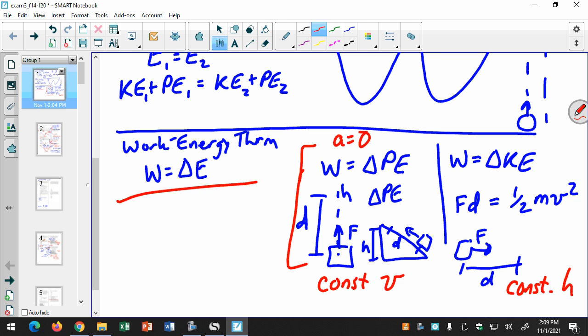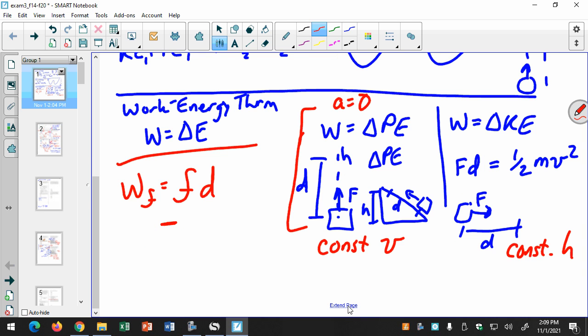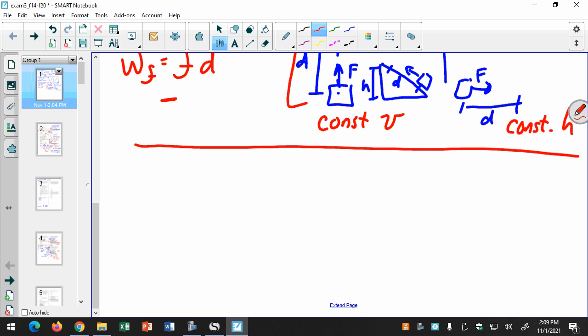Also, don't forget about the work done by friction. This is still under the same heading. That is equal, well, same, F times D. But notice that since F and D are opposed to one another, this is always going to be a negative value.